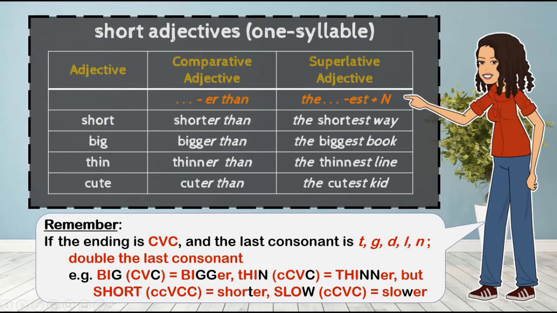The same with thin. The last three letters are CVC, and the last letter is among these consonants. So you have to double the N. Thinner. But here, short, you don't need to double the T, because the last three letters are not CVC but VCC, vowel consonant consonant, so just add the ER without doubling the last consonant. While for slow here, although the last three letters are consonant vowel consonant, the last letter is not among these consonants, so you don't need to double the W here, just add an ER. The next rule applies to the short adjective.